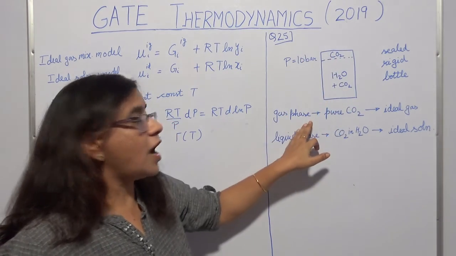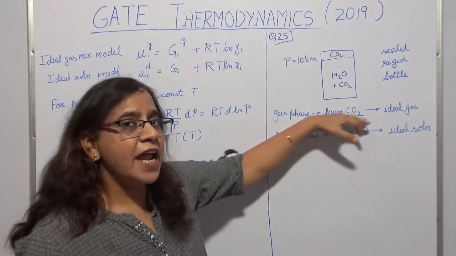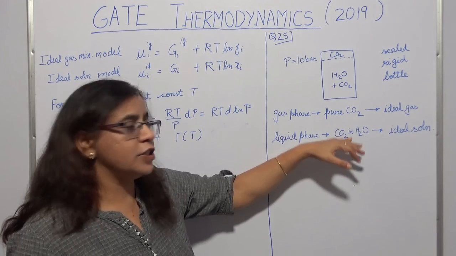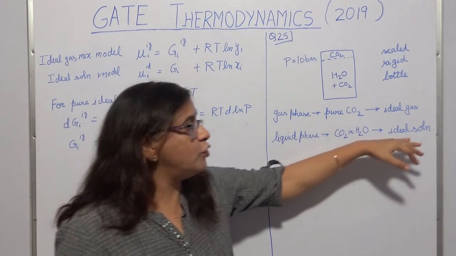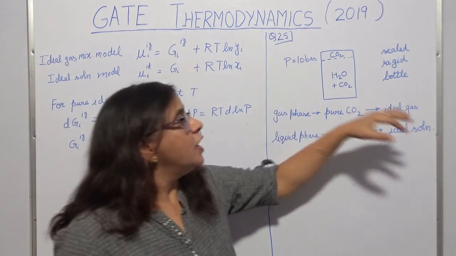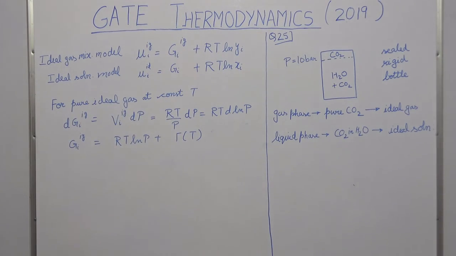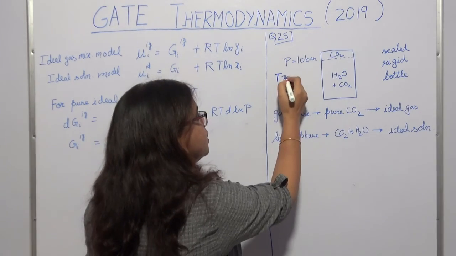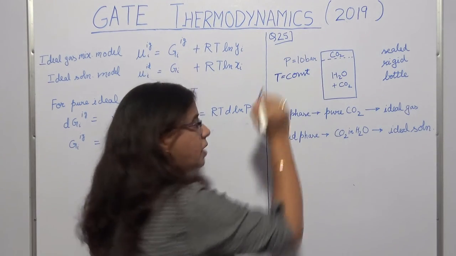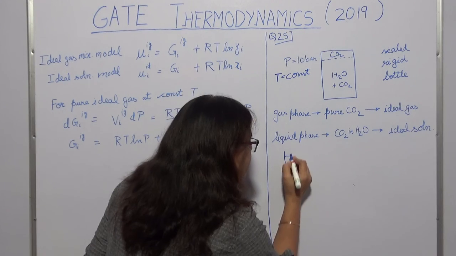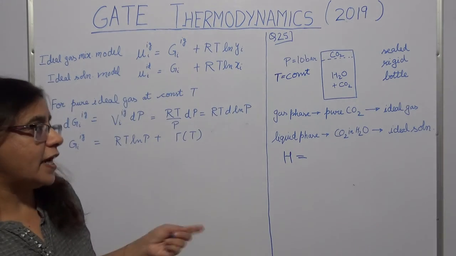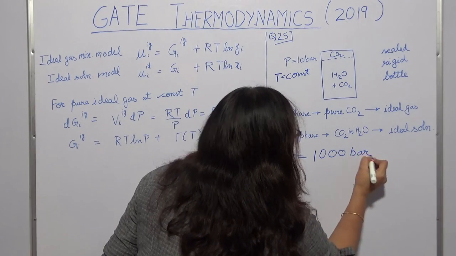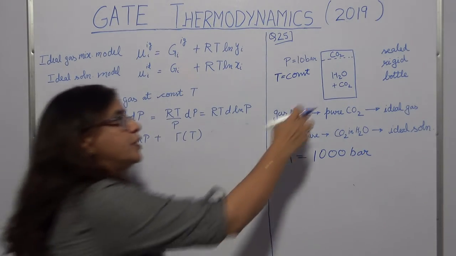The gas phase you are asked to assume is pure carbon dioxide, an ideal gas, and the liquid phase, that is CO2 dissolved in H2O, you have to assume as an ideal solution. They have said that the temperature is ambient temperature, which we will take as constant. The pressure given is 10 bar, and the Henry's constant at this temperature and pressure is also given, 1000 bars. Now you have to find out the mole fraction of CO2 in the liquid phase.